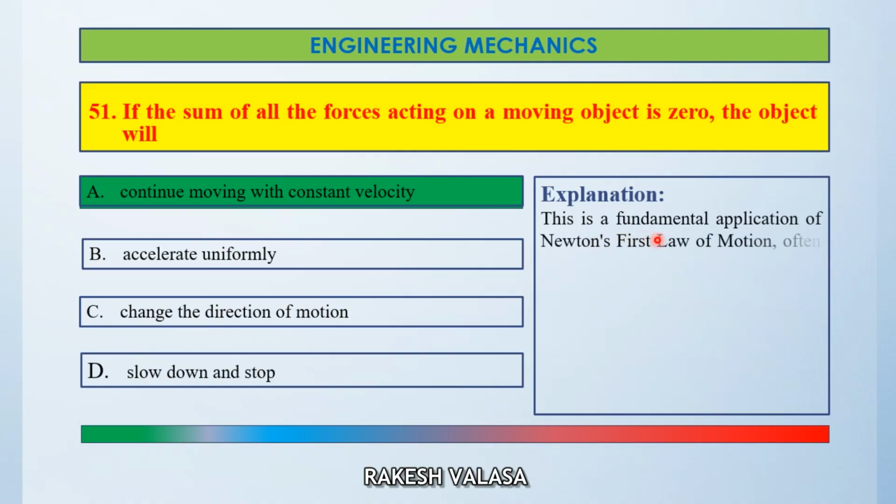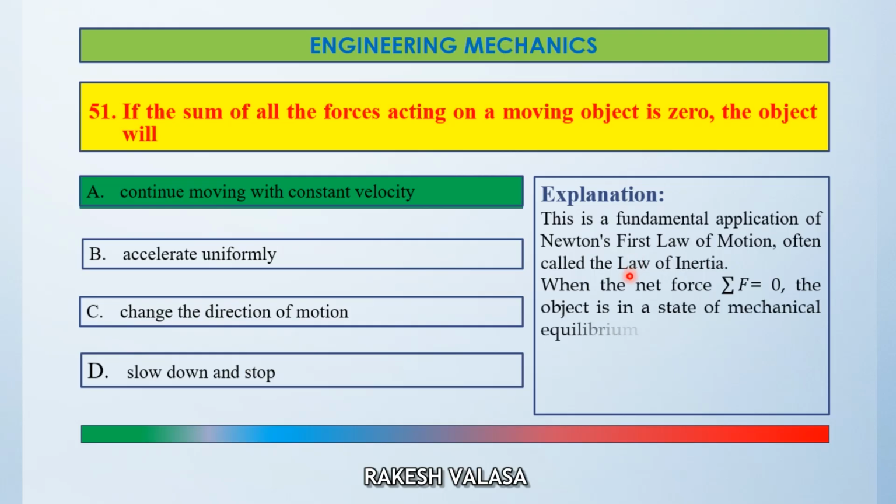This is a fundamental application of Newton's first law of motion, often called the law of inertia. When the net force, that is summation F equals 0, the object is in a state of mechanical equilibrium. In this condition, there is no change in speed, there is no change in direction, and there is a constant velocity. So the correct answer is option A, continue moving with constant velocity.